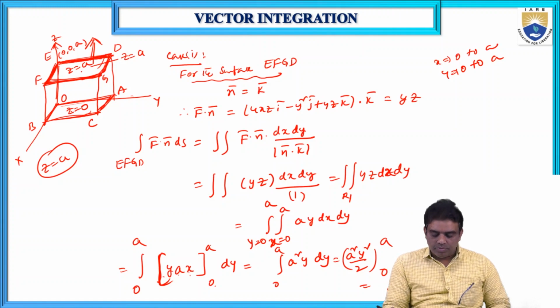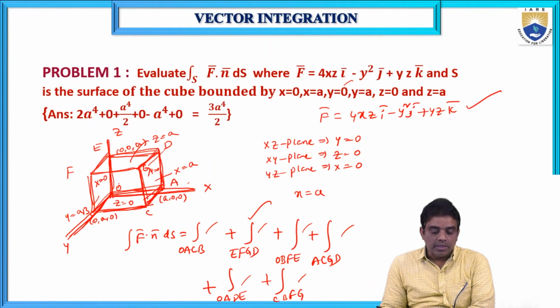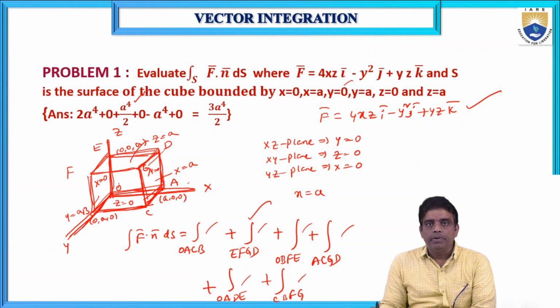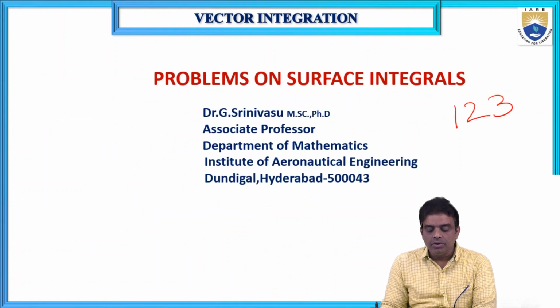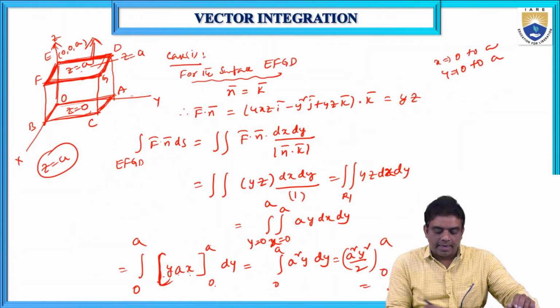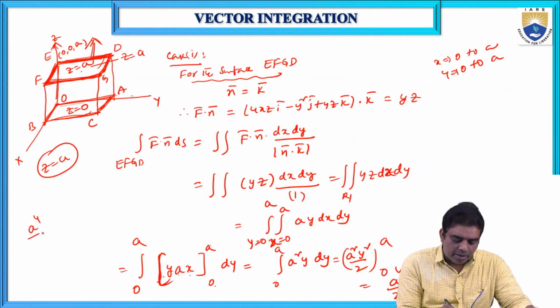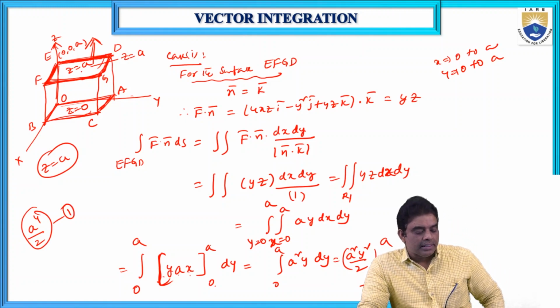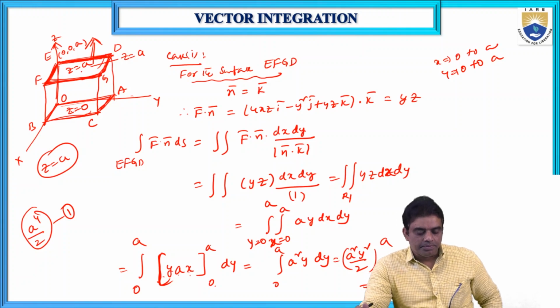That is one value. So clearly you can show that this is one value, a power 4 by 2. That is the answer. a power 4 by 2 is one of the surface integral values along the surface EGCD. I hope this is clear. The first one is a power 4 by 2. This is equation number 1, the surface integral along the surface EGCD.